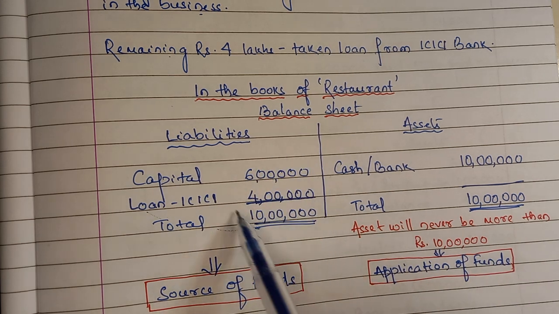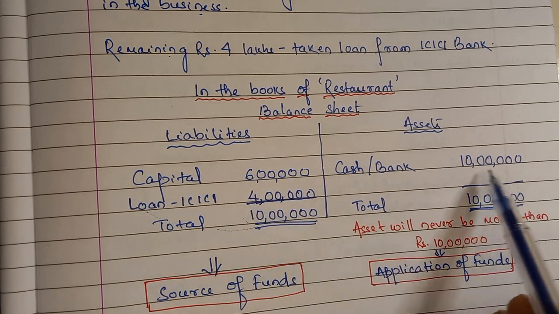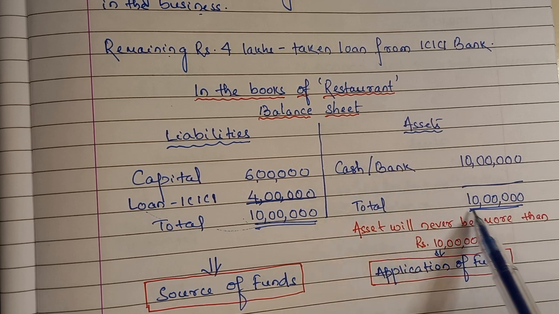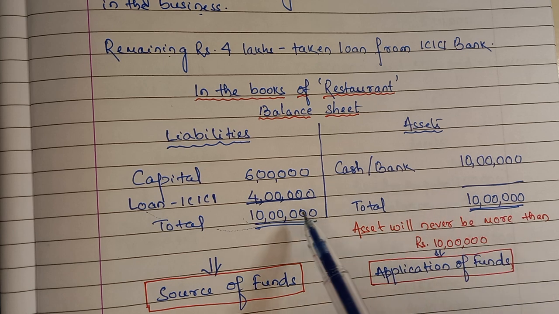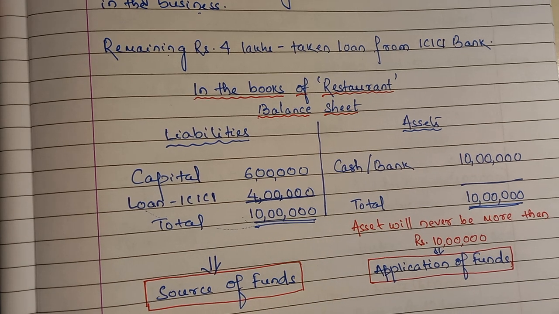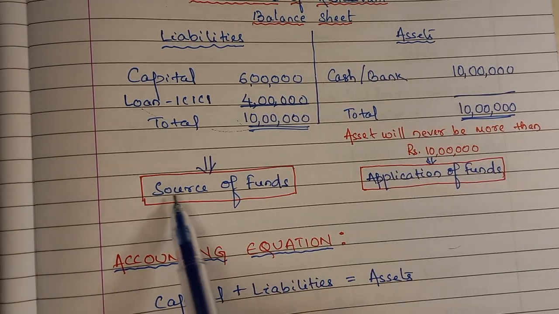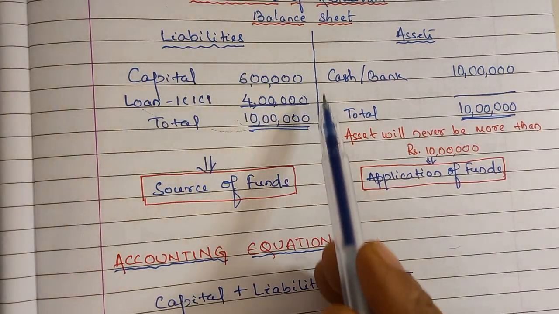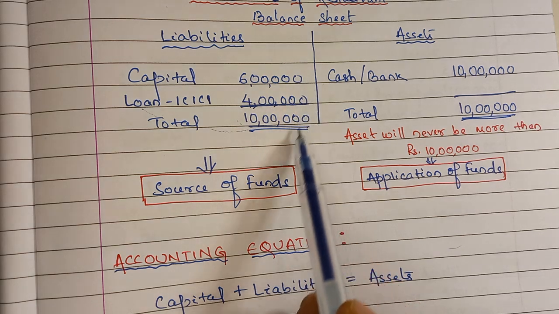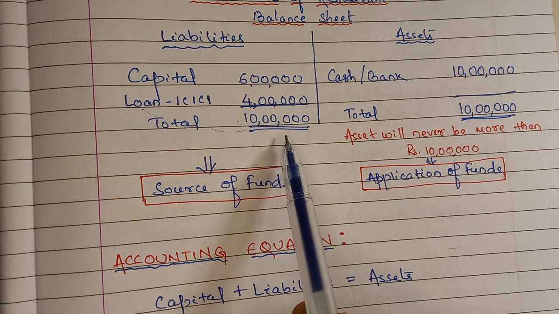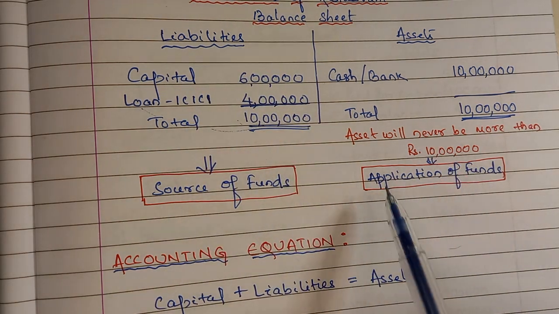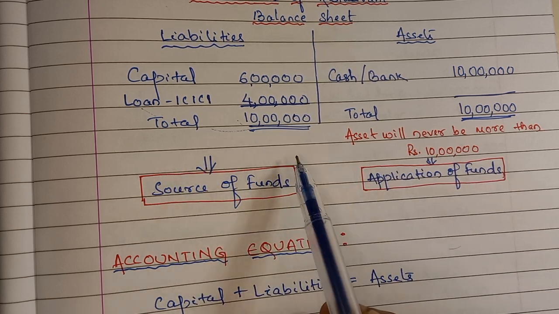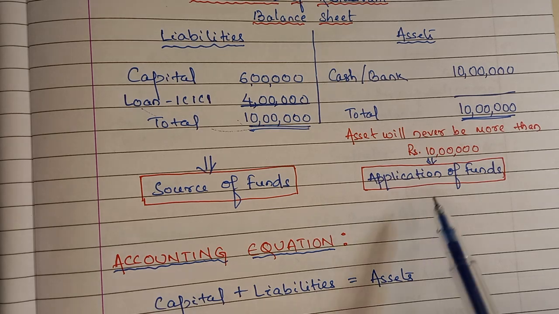So assets will never be more than 10 lakh rupees. If the total investment in the business is 10 lakh, how is it possible that the asset can be more? Not possible. So at most the assets could be 10 lakh rupees, equal to the liabilities. The liabilities are generally called the source of funds, the areas where the business is getting funds directly or indirectly, and assets are mostly the application of funds. Whatever fund you have received as a source is utilized in assets.